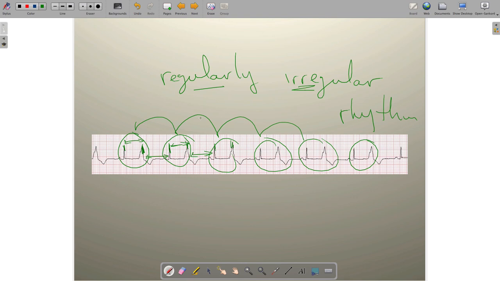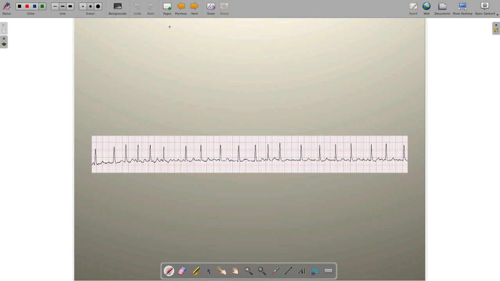So these are grouped beats. They're regularly irregular. Last but not least, you have this.